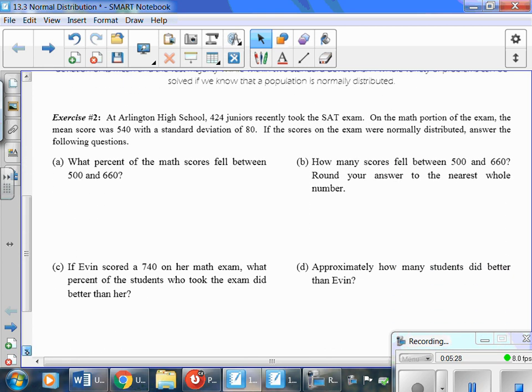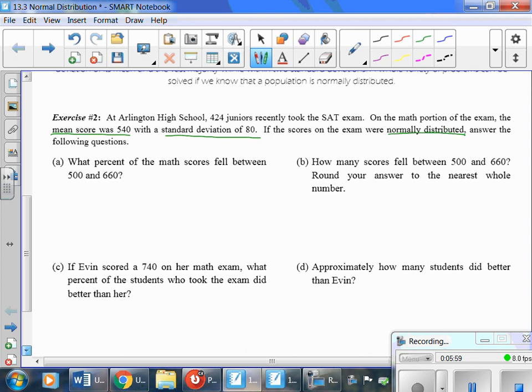Exercise 2. Now I had to use Arlington High School because I needed a bigger school. At Arlington High School, 424 juniors recently took the SAT exam. On the math portion of this exam, the mean score was 540 with a standard deviation of 80. If the scores on the exam were normally distributed, they have to tell you that, answer the following questions. What percent of the math scores fell between 500 and 650?